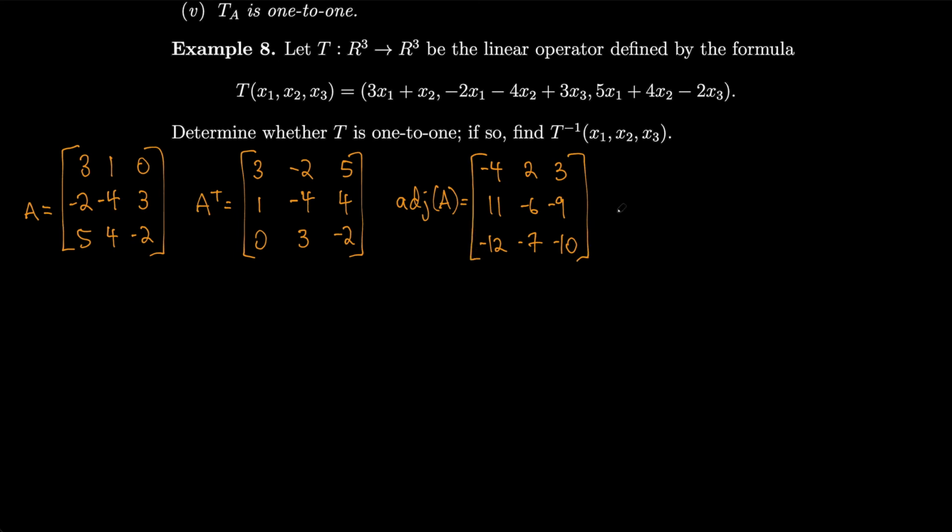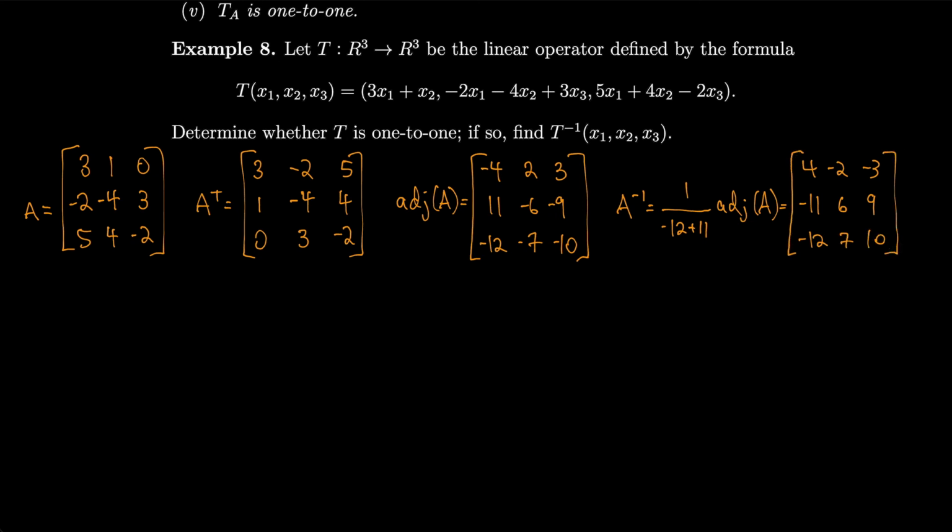And I can compute the inverse using the adjoint to get that A inverse is 1 over -12 plus 11 times the adjoint, and that's [4, -2, -3; -11, 6, 9; -12, 7, 10]. So I didn't show all the work here in computing the inverse, it would take up a little bit too much space, but that's basically how you would do it. You can verify the computations.